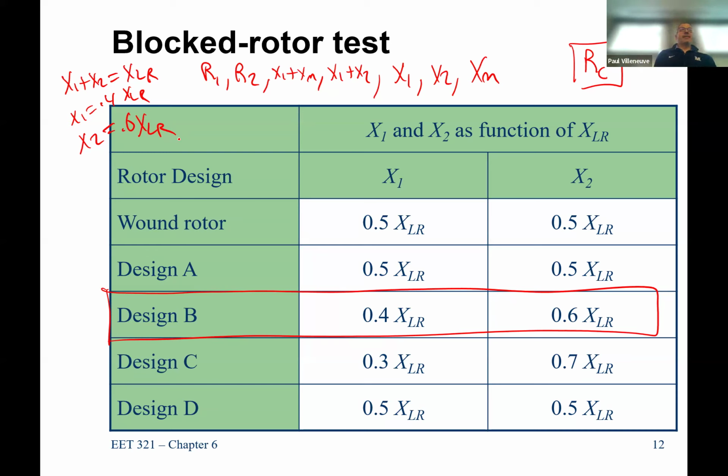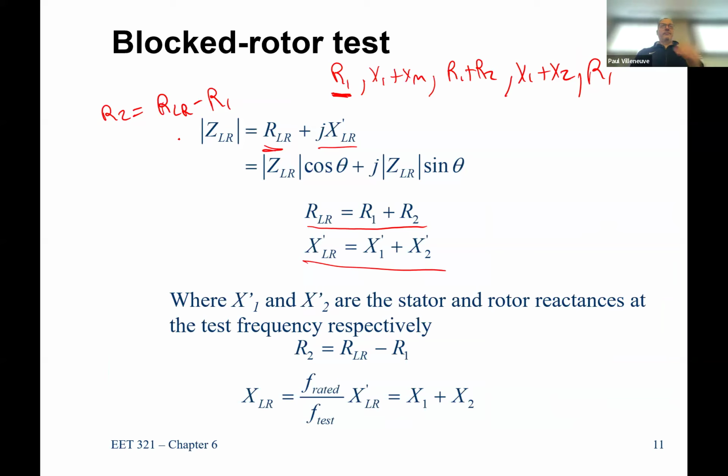Avery, do you have a question? Okay. Yes, sir. Can you just go back to where you find the lock rotor test? Yep. There's a typo here. That should not be magnitude. That's the real part and the imaginary part. So that should just be Z. Let me fix that.